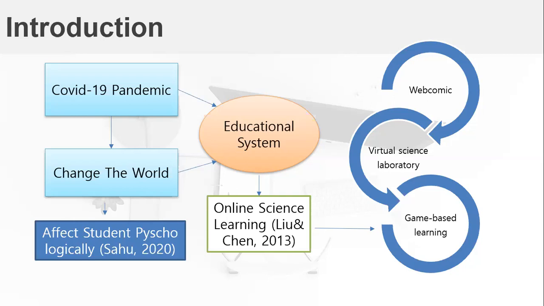The evaluation process examines the strengths and weaknesses of online science learning and how the results are generated. Therefore, this paper aims to analyze the challenges and benefits of virtual science laboratories, webcomic, and game-based learning, and also to compare and discover which strategies are more usable for online learning science.